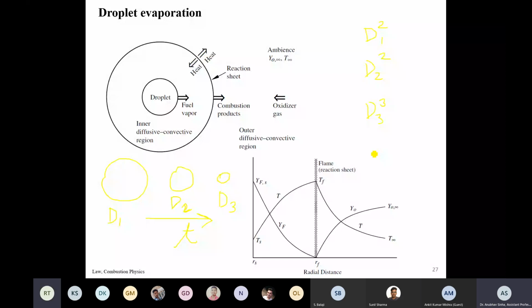Is this okay? Sir, how do we actually measure this droplet diameter?